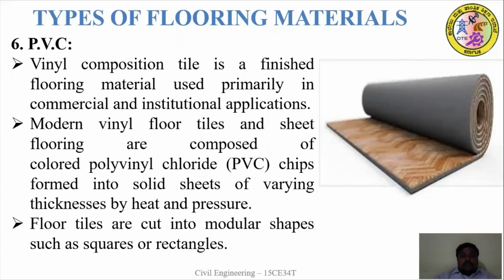Next one, PVC. A vinyl composition tile is a finished flooring material used primarily in commercial and institutional applications. Normally, modern vinyl floor tiles and sheet floorings are composed of colored polyvinyl chloride (PVC) chips formed into solid sheets of varying thickness by heat and pressure. Nowadays, we very commonly use PVC flooring material, especially in countries abroad like the UK and USA. PVC flooring is used for decorative purposes because most of the houses or buildings are constructed with timber structures and timber floors. So at the final finishing stage of flooring, they use PVC flooring material, and it can be cut into modular shapes such as square or rectangular. Usually it is available in the form of a roll of a certain length.